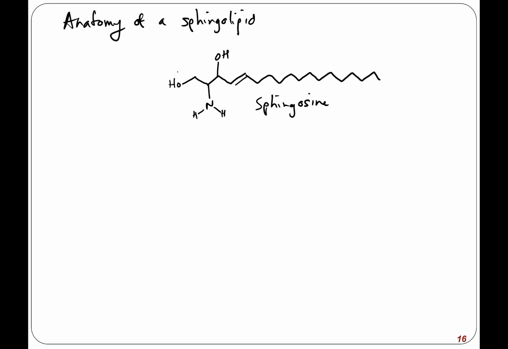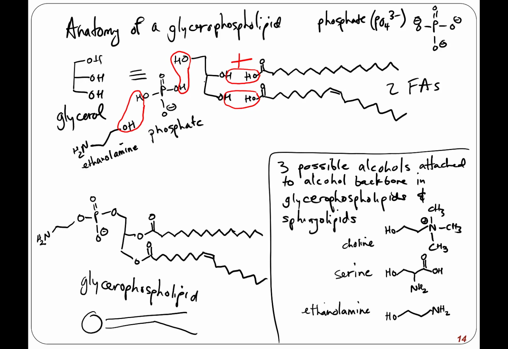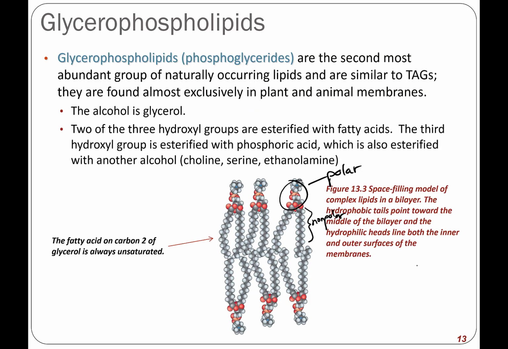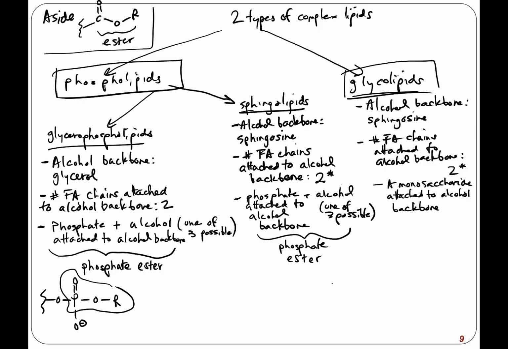I should say this one here, the one on the far left, is the one that we're most interested in, because of what we just said. Remember, if we go back here, these are the alcohols that are attached to either glycerophospholipids or sphingolipids all the way back. So we have that phosphate ester with one of those three alcohols.